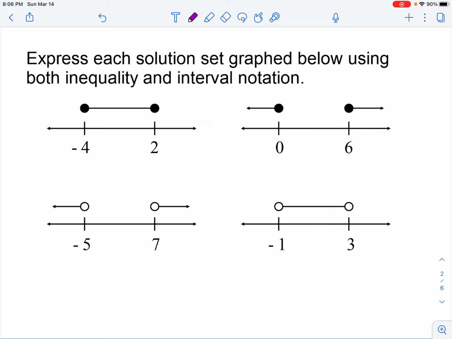Taking a look at the first one, the first thing I notice is I have closed circles here. So this is an equal to. And there's only one section of the number line that works, so this is an and inequality. In the past we would write this as x is between -4 and 2. We could also write x is greater than or equal to -4 and x is less than or equal to 2.